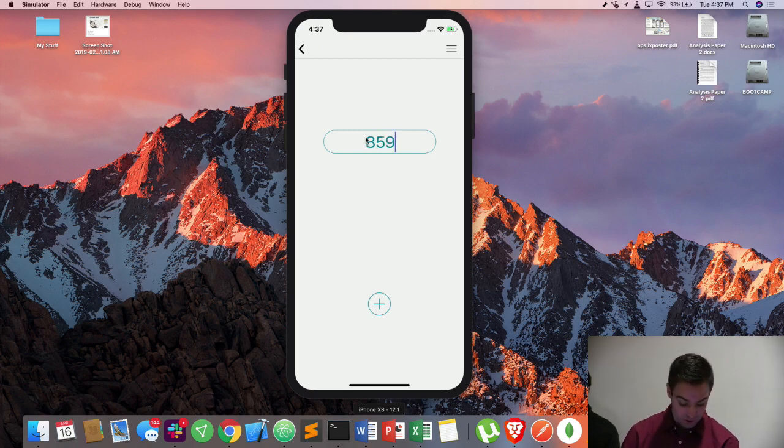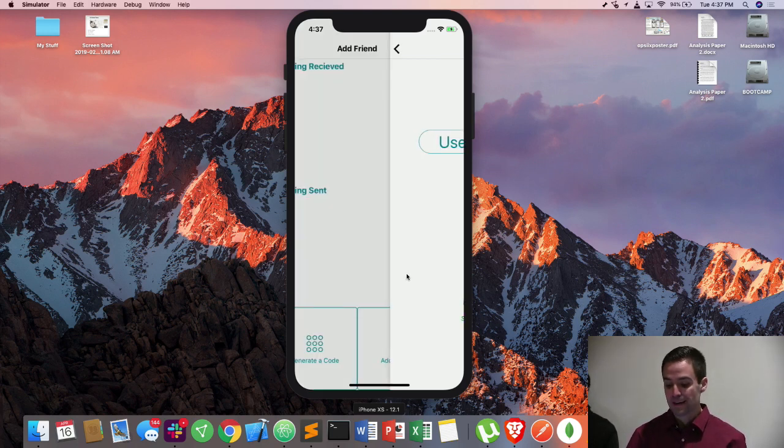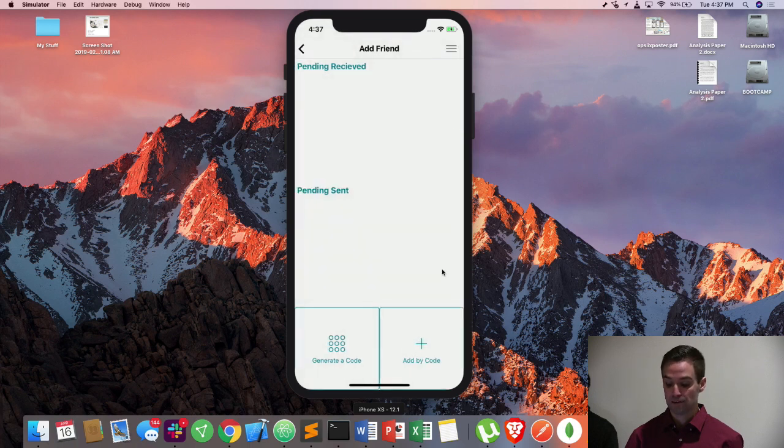So they enter the friend code. This will at a later date work off of a barcode scanner. And once they enter that, which is correct, they will get a successful friend addition. So they bounce back, and that's just to send a request. Now the request has been sent. In their pending sent, they will have added Matt, which is our other user. They could cancel that if they wanted to.